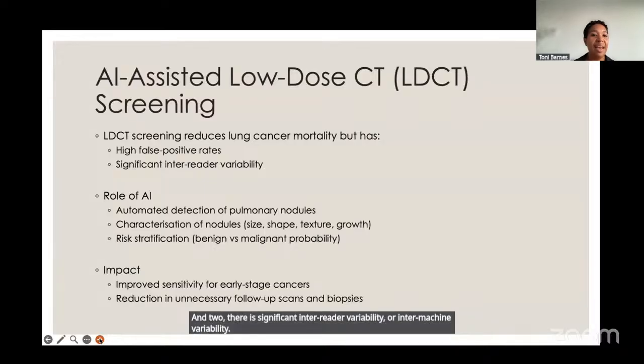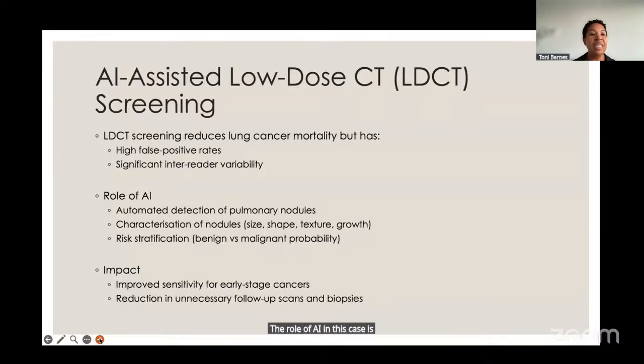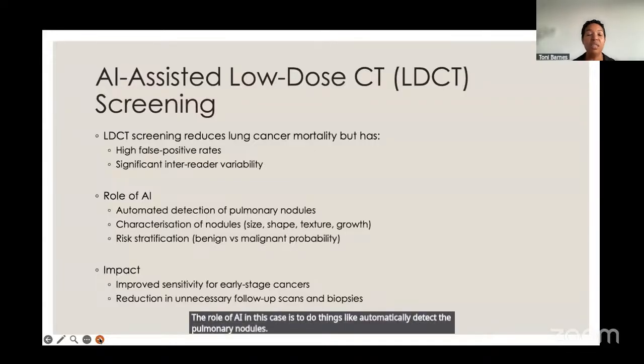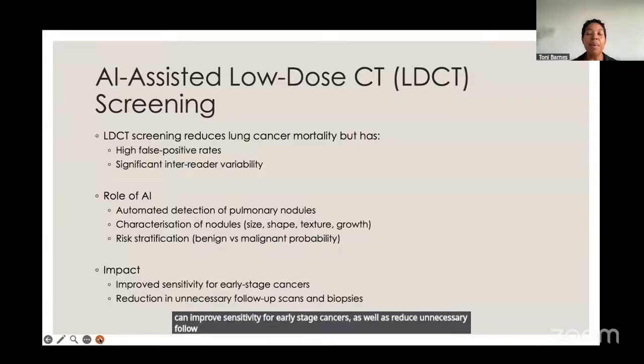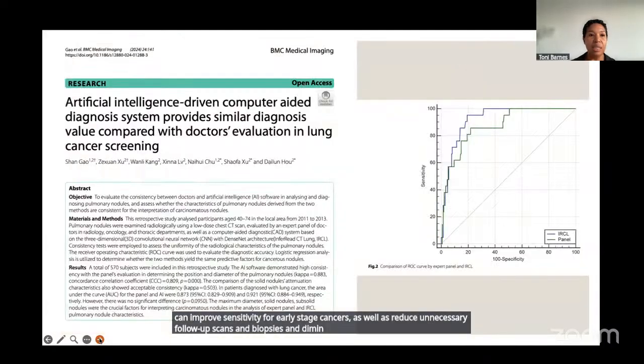The role of AI in this case is to do things like automatically detect the pulmonary nodules, characterization of these nodules in terms of their size, their shape, their growth pattern, and then come up with risk stratification as to whether they are likely to be benign or malignant. The impact of AI thus on these low-dose screening modalities can improve sensitivity for early-stage cancers, as well as reduce unnecessary follow-up scans and biopsies and diminish patient anxiety.